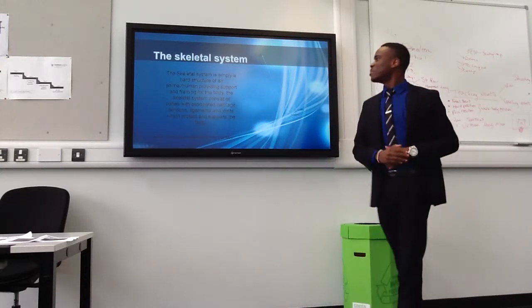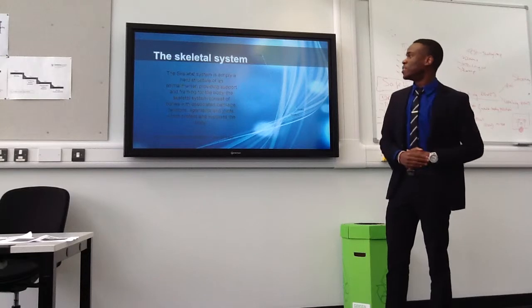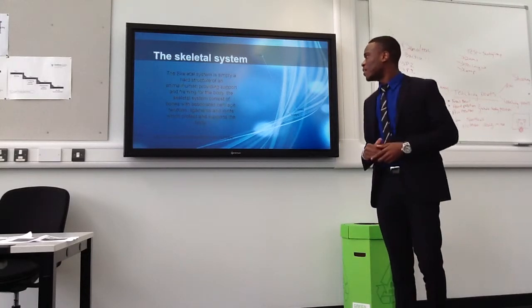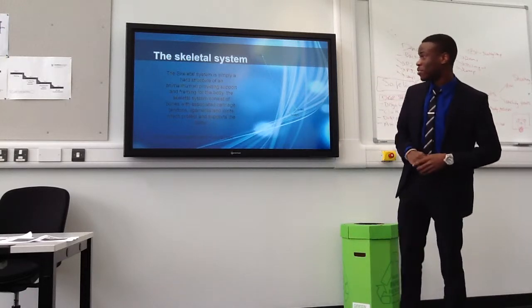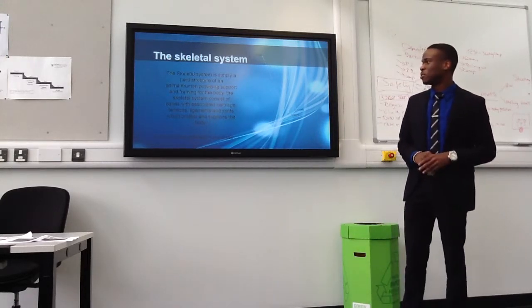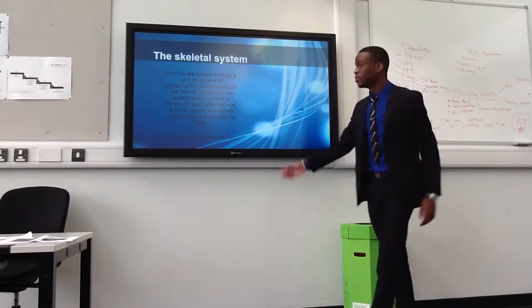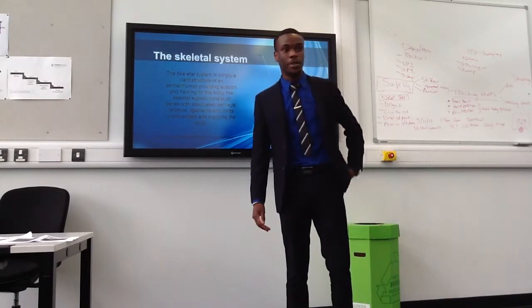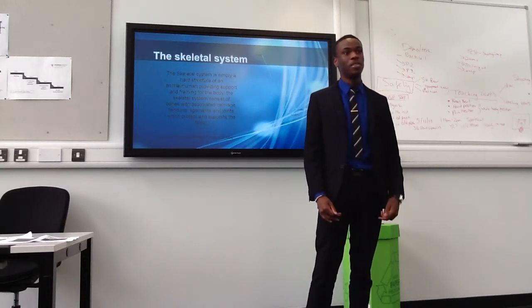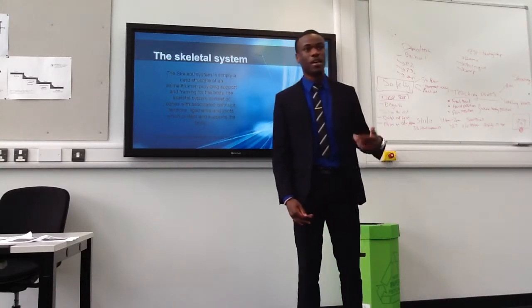Okay, so the skeletal system. The skeletal system is simply a hard structure of an animal or human, providing support and framing for the body. It consists of bones associated with cartilage, tendons, ligaments and joints, which protect and support the body. So what that basically is saying is that all of us need the skeletal system to provide stability so that we stay upright and straight.